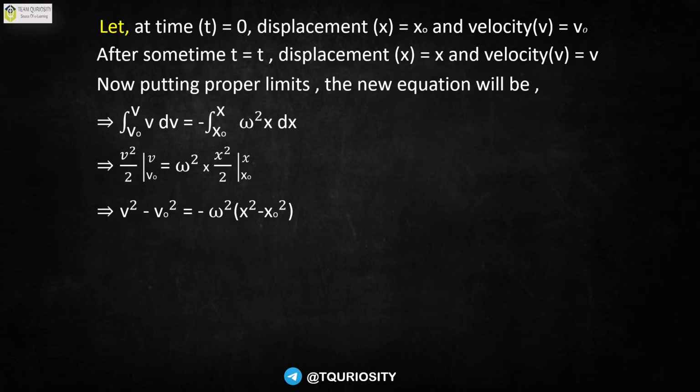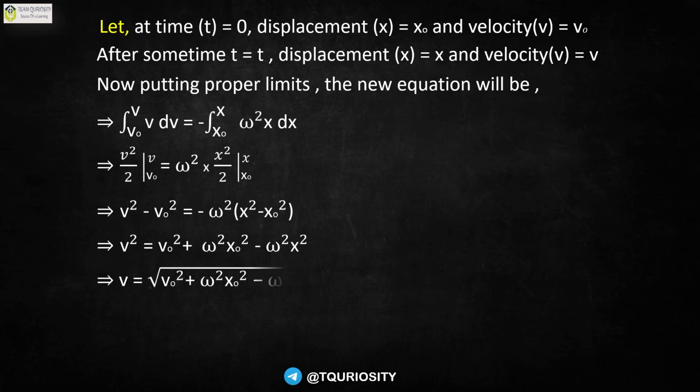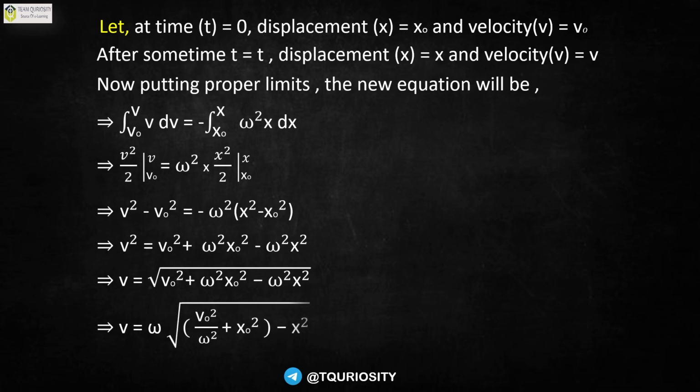By taking v naught square to the right side, the new equation will be v square is equal to v naught square plus omega square x naught square minus omega square x square. By taking root over both the sides, we get v is equal to whole root over of v naught square plus omega square x naught square minus omega square x square. By taking out omega square from the root over, we can write v is equal to omega whole root over of v naught square by omega square plus x naught square whole minus x square, where v naught square by omega square plus x naught square is equal to a square. Here a is the amplitude of the oscillations.